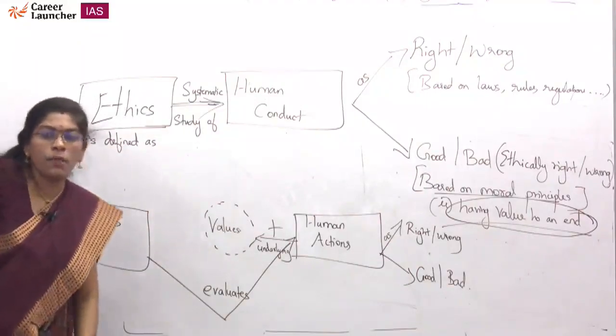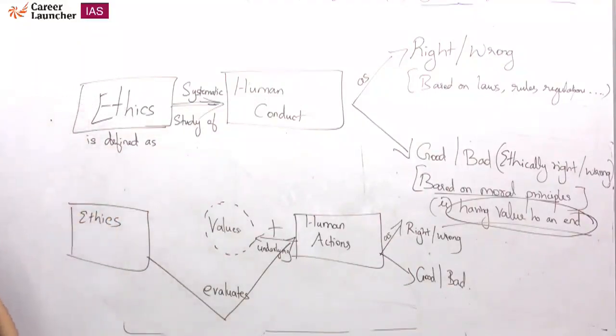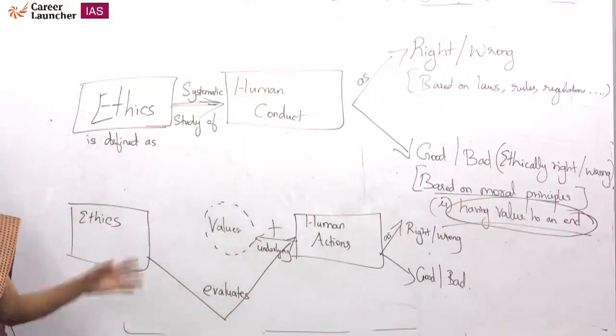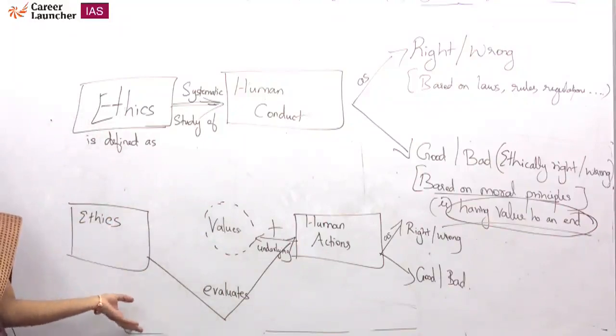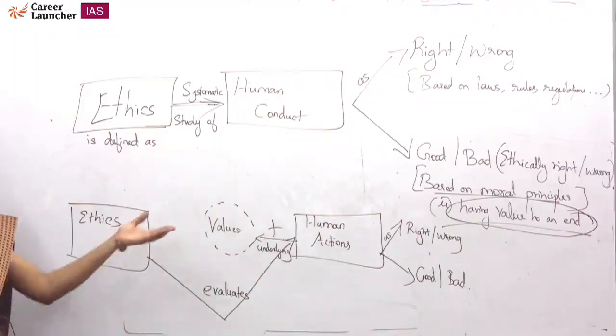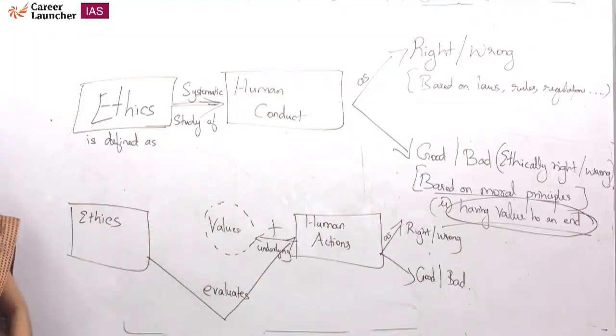I already told you, each and everyone is performing an action based on the value system which they hold. Even though there is a set of moral principles which is universally prescribed as ethics, you have your own value systems. Based on the value system, you will prioritize. So, this is the other definition.